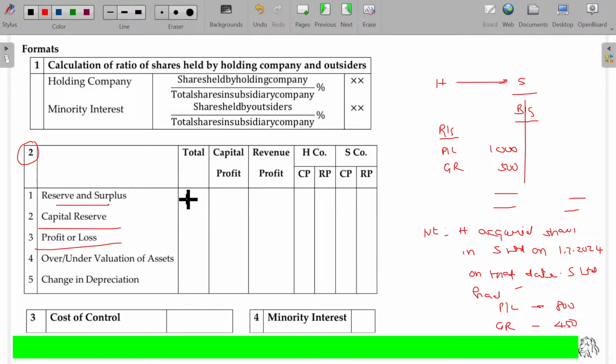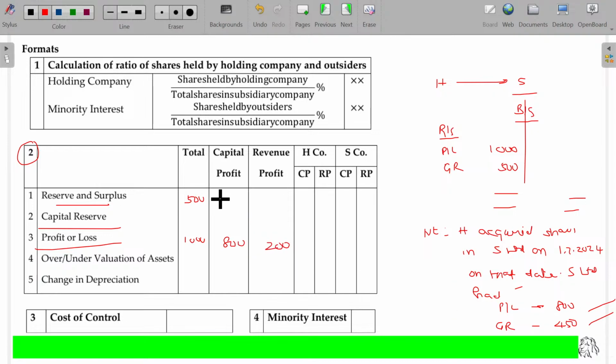So the reserves and surplus: general reserve being 1,000 in total, general reserve 500 in total, profit or loss being 1000, isn't it? Out of that, capital profit is nothing but the profit accumulated already as on the date of purchase. As on the date of shares purchased by the H company and S company being 800, thereafter 200.